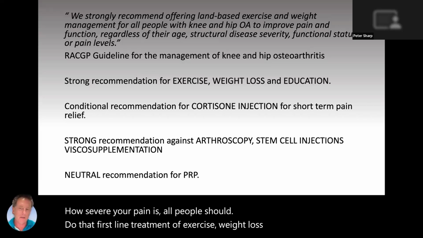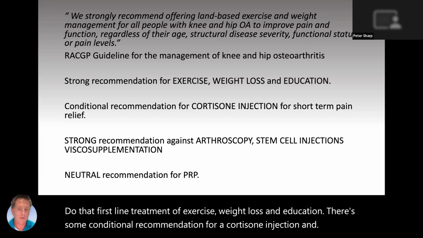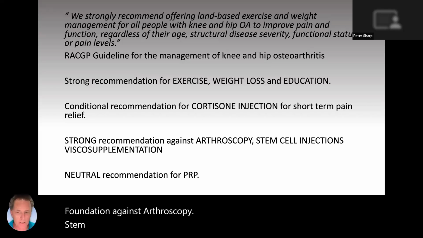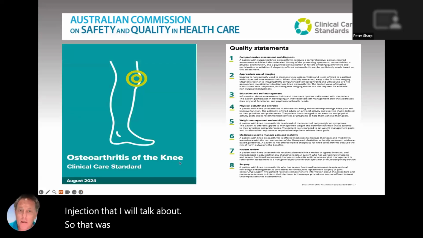There's some conditional recommendation for a cortisone injection and strong recommendation against arthroscopy, stem cell injections, and viscosupplementation, which is another type of injection that I'll talk about in a second. So that was the Royal Australian College of GP guidelines.